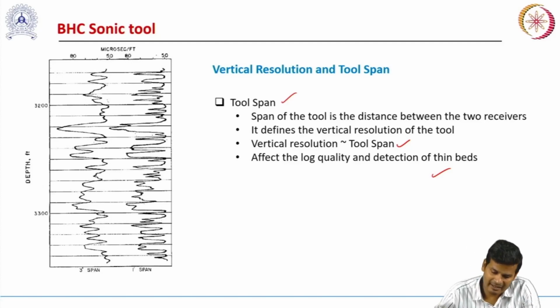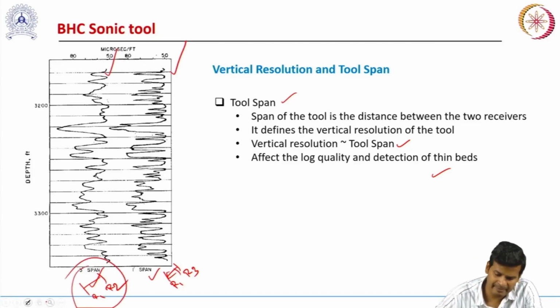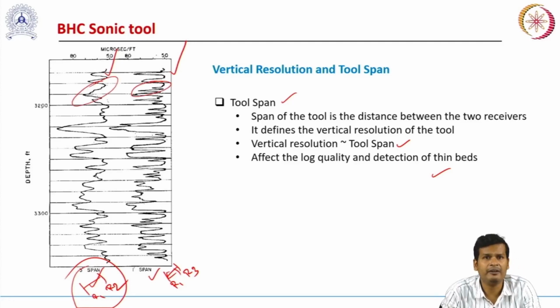For example, in this figure, we have a 1 feet span and we have a 3 feet span. That means receiver spacing is 1 feet here and receiver spacing is 3 feet here. So both can be used. You can see in the first record and second record, both responses are almost similar, but some detail is lost when you have 3 feet spacing. You can see somewhere the thin beds are not correctly characterized by our 3 feet span sonic logging tool.